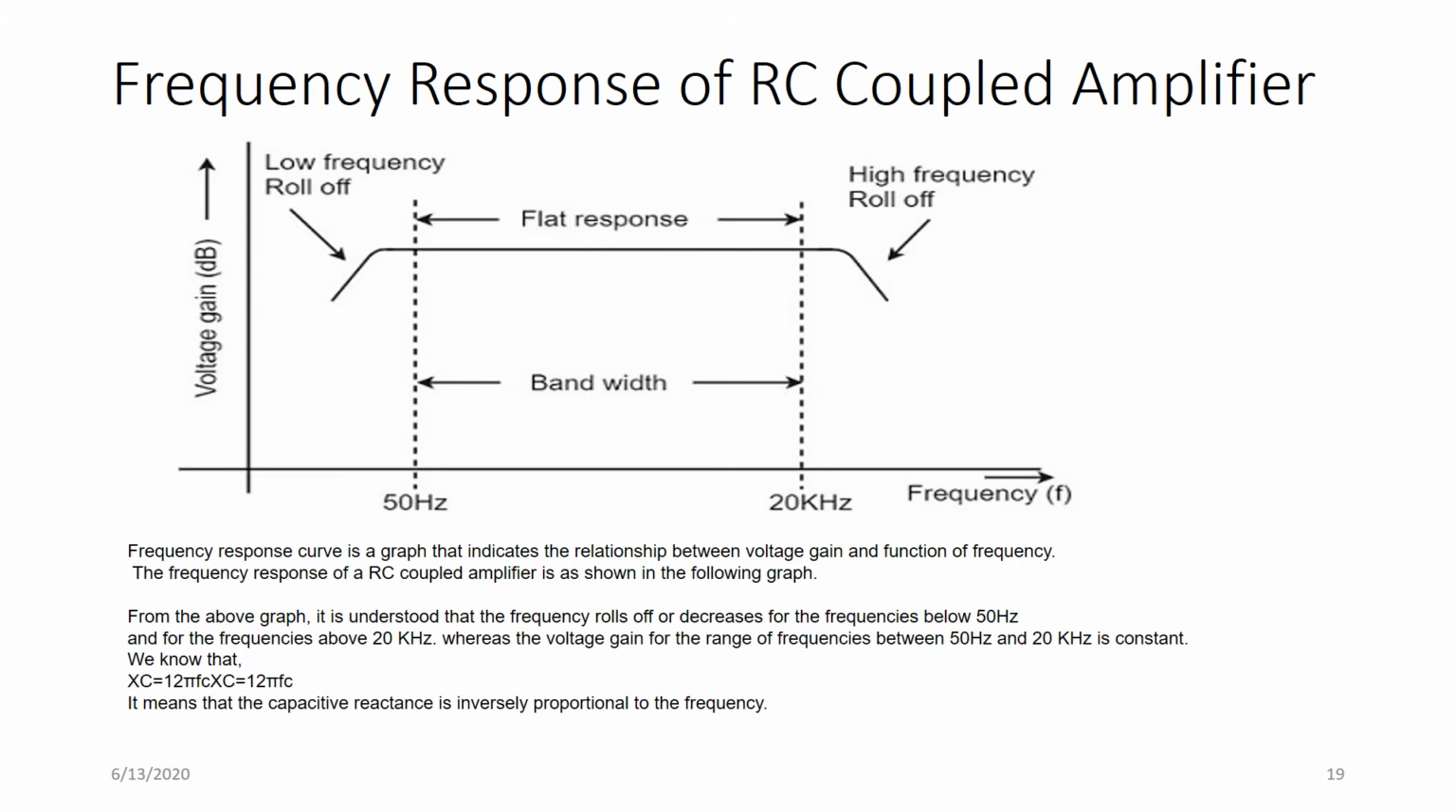So it is understood that there is frequency roll-off, or decrease of gain, for frequencies below 50 Hertz and above 20 kilohertz. The voltage gain for the range of frequency between 50 Hertz and 20 kilohertz is constant. The impedance offered by a capacitance is XC = 1/(2πfC). It means that the capacitive reactance is inversely proportional to the frequency.